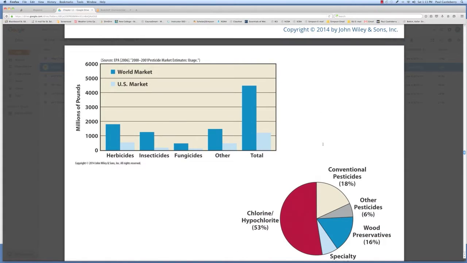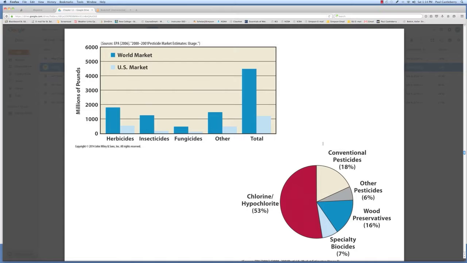And so what you see here is a graph, both a pie chart and a graph of the different types of pesticides. You see that in terms of millions of pounds on the y-axis, and then world market and U.S. market. You see by far it looks like there are other types of pesticides along with herbicides in the U.S. That's in the light blue market. Worldwide, herbicides approach almost 2,000 million pounds of use along with other types.